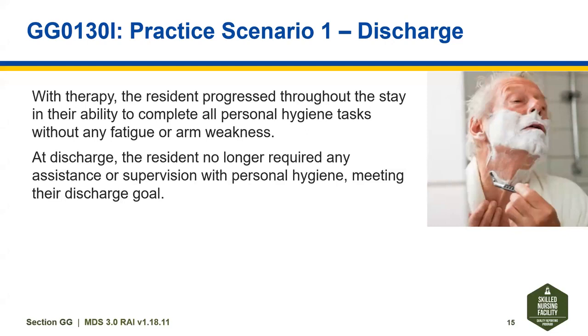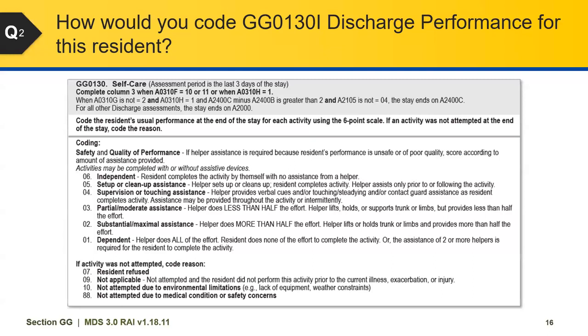We're going to continue this scenario and take a look at discharge. With therapy, the resident progressed throughout the stay in their ability to complete all personal hygiene tasks without any fatigue or arm weakness. At discharge, the resident no longer required any assistance or supervision with personal hygiene, meeting their discharge goal. So how would you code GG0130I discharge performance for this resident?